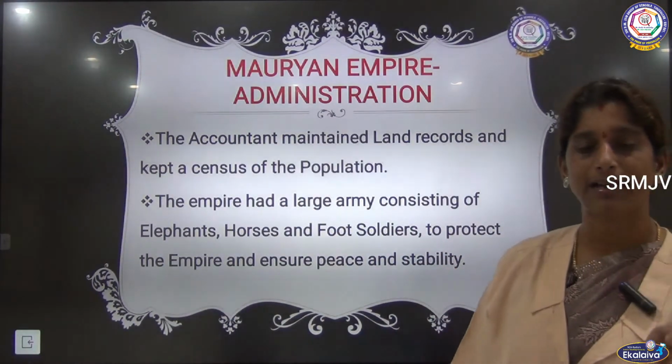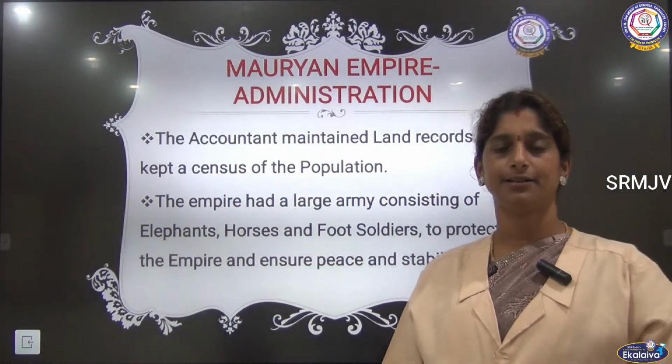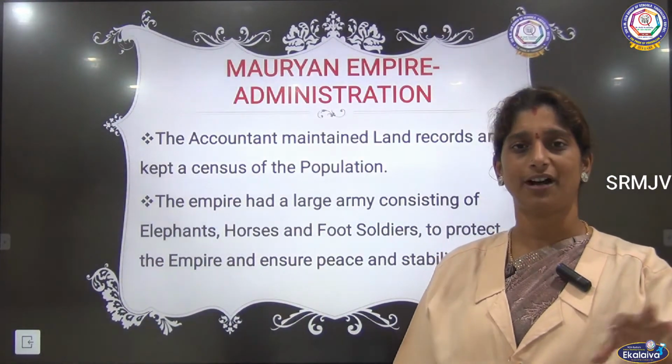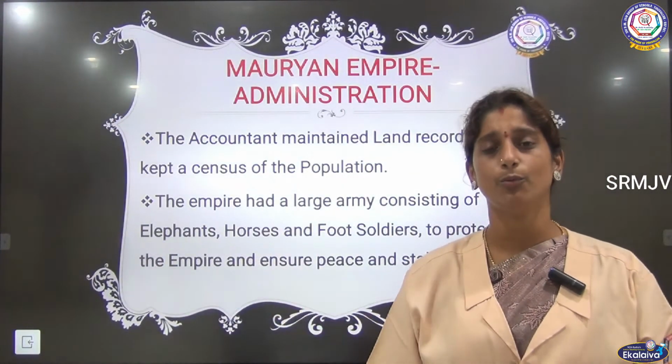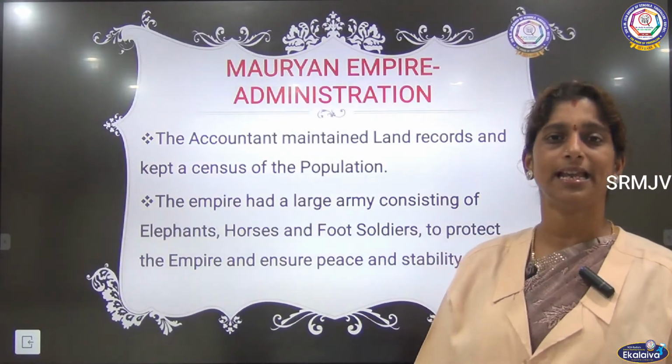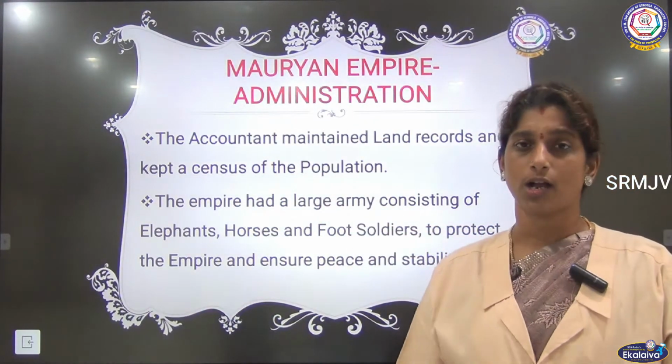So how many people are there? What is the land available for each one of them? If a farmer is there, how much land he owns. So like this, all the details were maintained by this accountant.